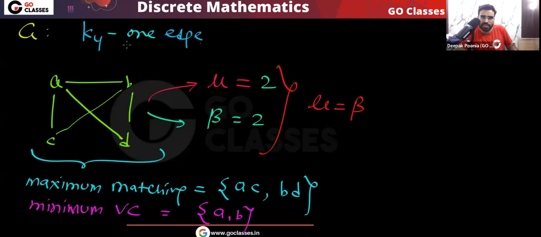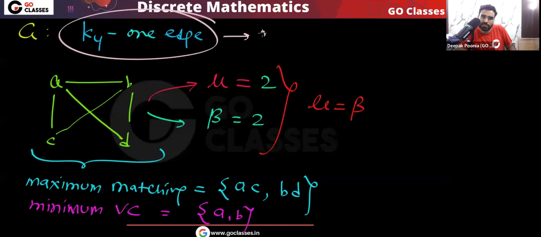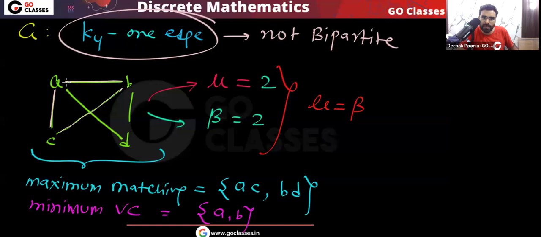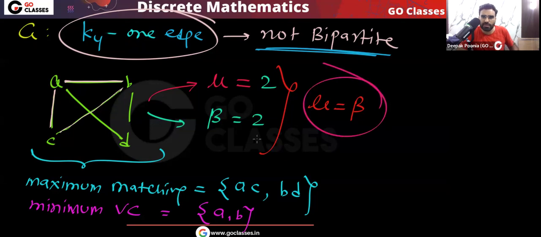But remember, this graph K4 minus one edge is not bipartite. Why is this not bipartite? Because there is a triangle here. Yes or no? This contains a triangle. And you already know a graph is bipartite if and only if there is no odd length cycle. In this graph G, there is an odd length cycle. So this graph is actually not bipartite, but mu is equal to beta. So remember, mu equal to beta does not imply that the graph is bipartite. I hope you understood. This is the counterexample where mu is equal to beta, but the graph is not bipartite.